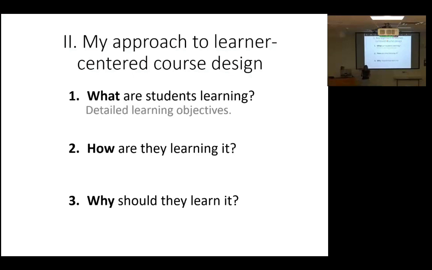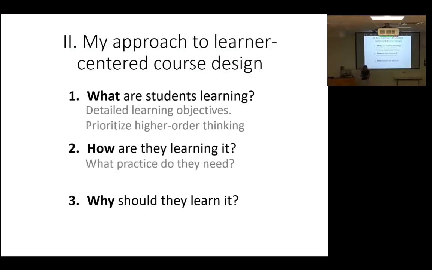So in that first point of what I want students to learn, I start with very detailed learning objectives, very specific goals that I want students to accomplish for that module, for that course. Always prioritizing that higher order thinking. Then on how they're going to learn it, it is what kind of practice they're going to need in order to develop those skills, especially since higher order thinking is something they're not familiar with, so they're going to need a lot of practice. But also, what is the background that they need before they can get there, right? So what are the steps that they need to take before they can even get to that higher order thinking?